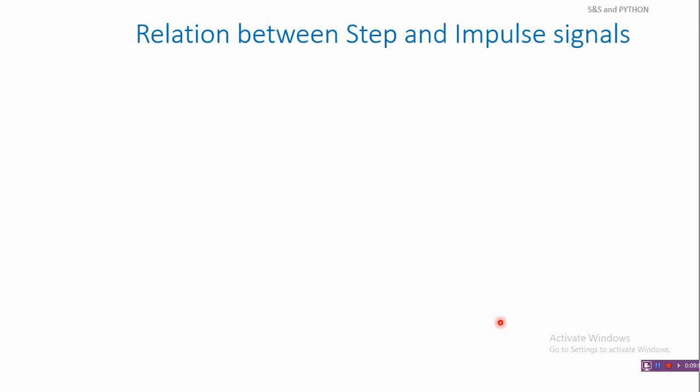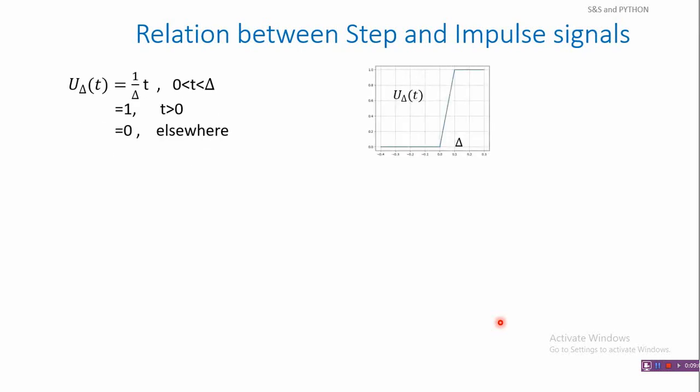Next, to find the relation between step and impulse signal, let us consider a signal like this, u of t, which is not instantaneously rising from 0 to 1 at t equal to 0. Instead, it takes certain time delta t to rise from 0 to 1. So from 0 to delta, it is a ramp signal. For t greater than delta, it is 1 and for t less than 0, it is 0.